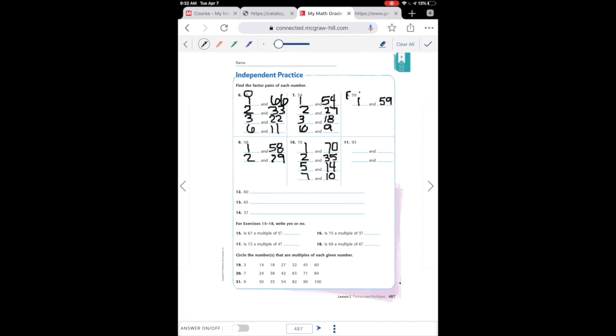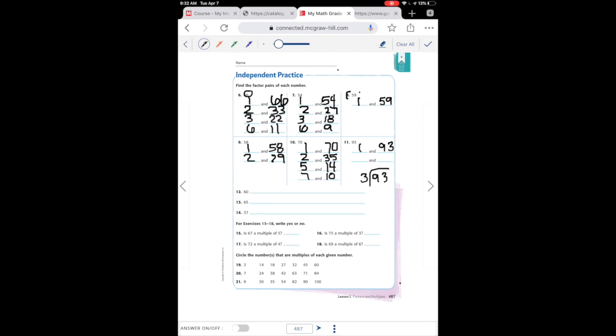Like 7 and 10 is 70. That's a quick fact pair that we know. 11, 93. Well, 1 and 93. I don't know any other numbers that go into 93, so I'm going to just start skip counting and see what I get. If I skip count by 2s, will I ever say 93? Well, 3 is an odd number, so no, I can't skip count by 2s. But it ends in 3, so maybe if I do 3. Maybe if I divide 93 by 3.